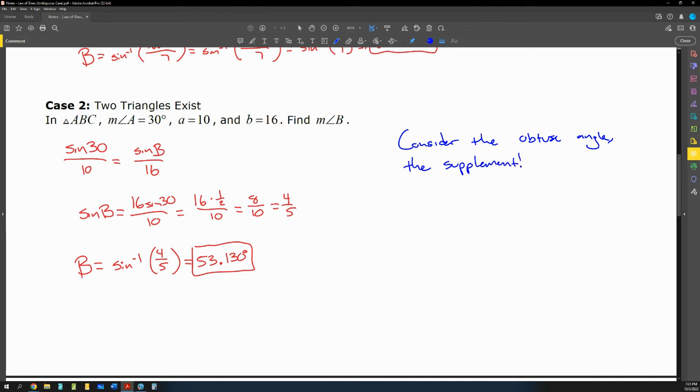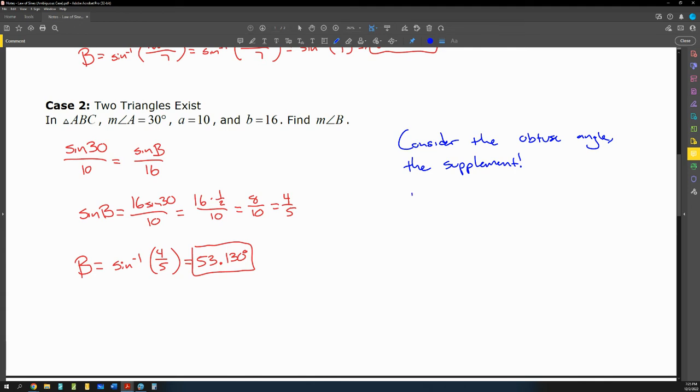Okay, so the reason why we have to consider this is, remember the range of the inverse sine, our calculator only gives us one angle measure. It's only going to give us one solution. But we need all the solutions, all of the possible values for B that satisfy this criteria for this triangle.